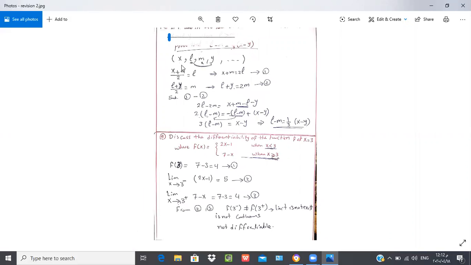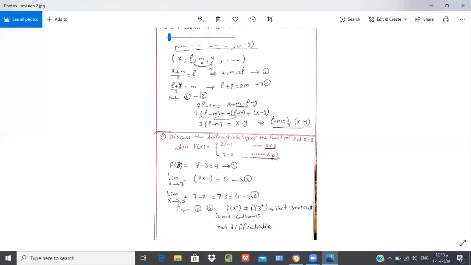Here we say that X, L, M, and Y are in a sequence. L and M are two means between X and Y. So he asks you to prove this. We know from studying this part that (X plus M) divided by 2 equals L. This is the arithmetic mean: equal to this plus this divided by 2. So from here, if I make a cross multiplication, X plus M equals 2L.